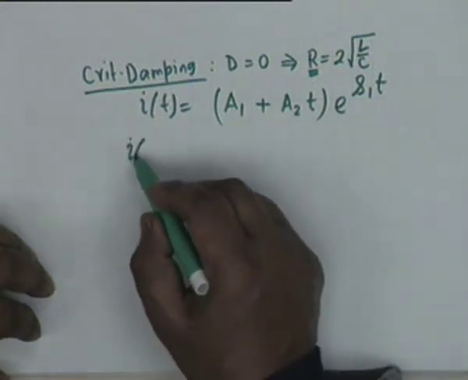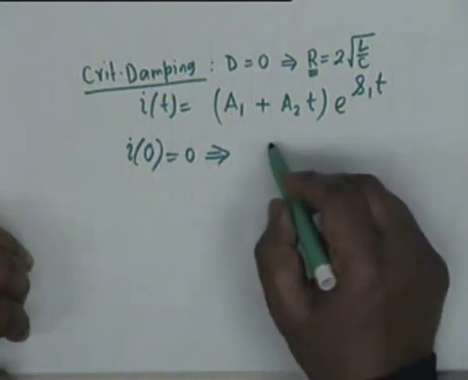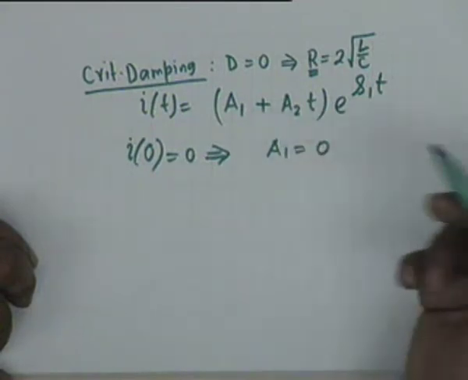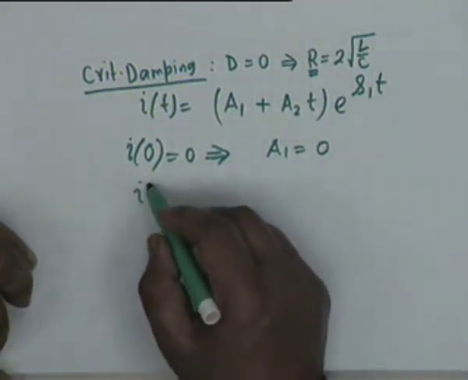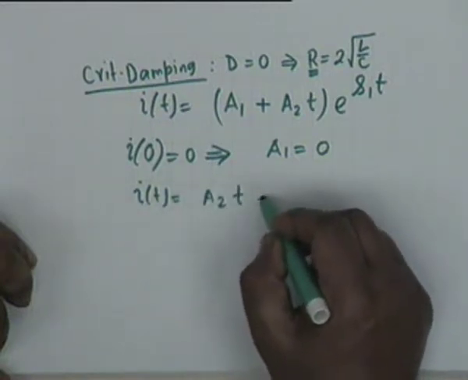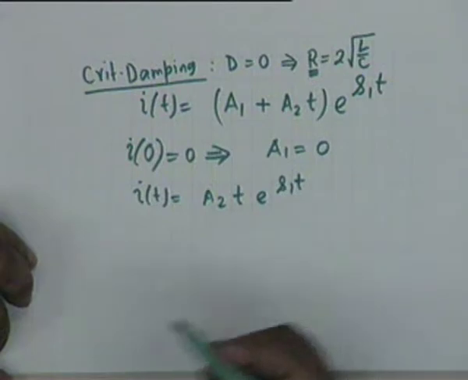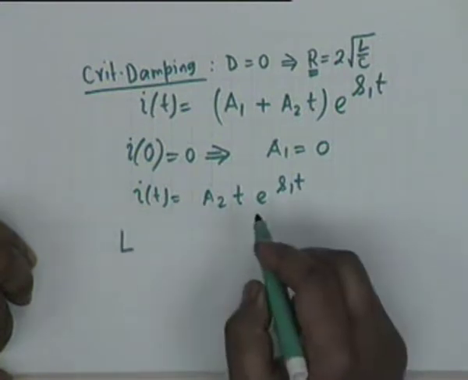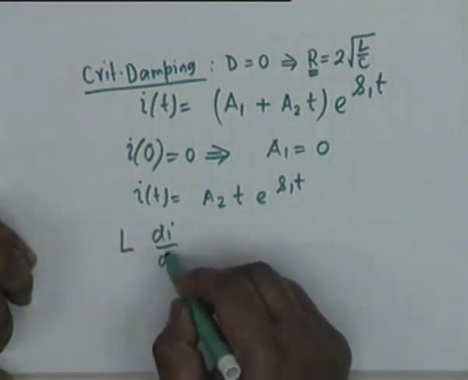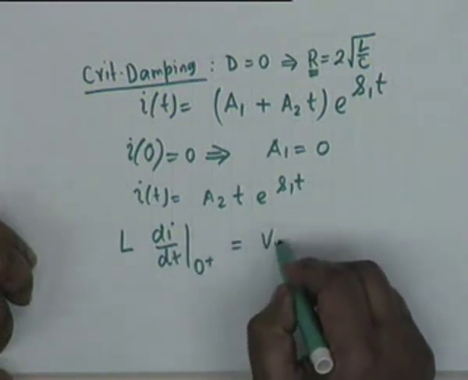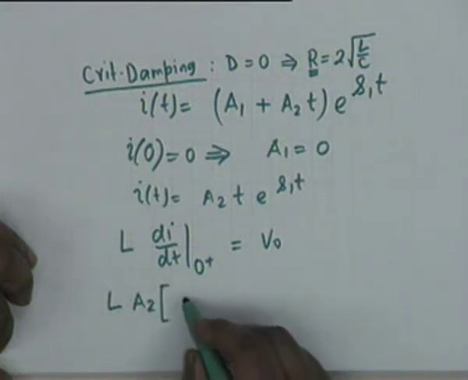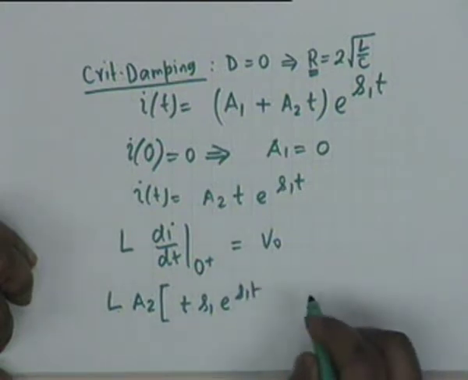Now, if I apply the initial conditions, that is i(0) equal to 0, then obviously you see A1 should be equal to 0. Is that right? If I put t equal to 0 here, then obviously A1 is equal to 0, and therefore my i(t) shall be equal to A2 t e to the power s1t. The second initial condition is that L di/dt at t equal to 0 should be equal to V0. If I differentiate this, then I get L A2 [t s1 e to the s1t plus e to the s1t].